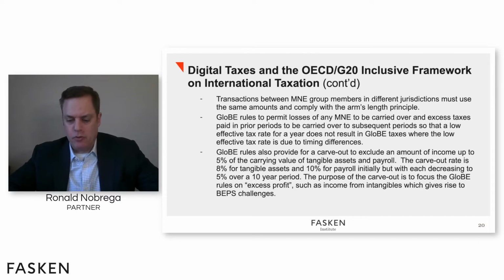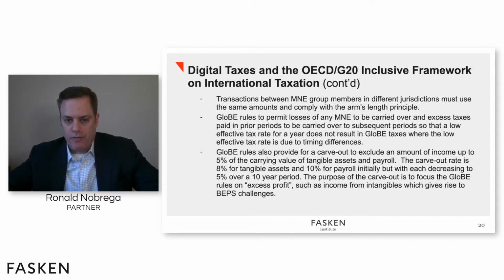Just some more background rules. Transactions between multinational group members in different states will have to use the same amounts, and those amounts must comply with the arm's length principle. The global rules will permit losses of a multinational to be carried over, and will also allow low tax rates in a jurisdiction for one corporation to be offset by higher rates in another corporation in that same jurisdiction.